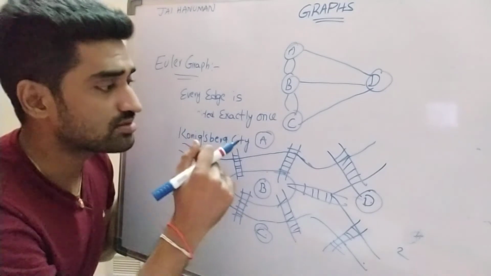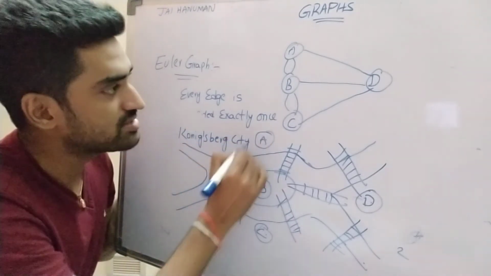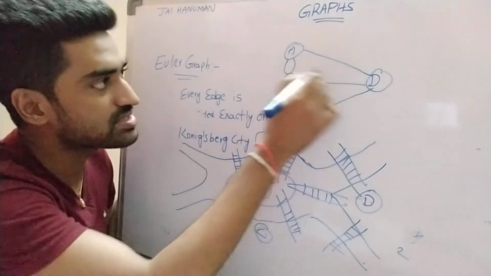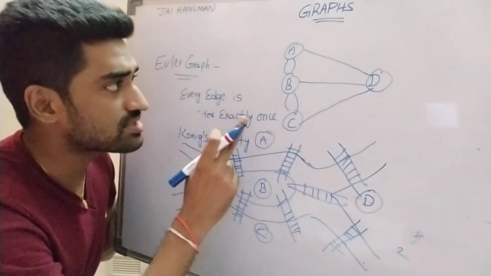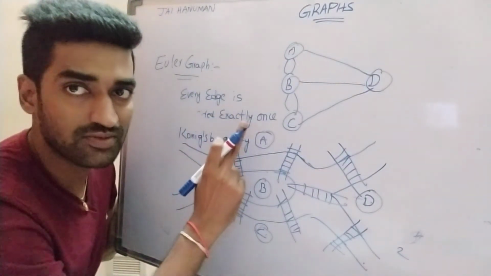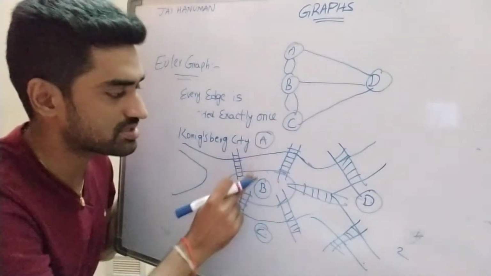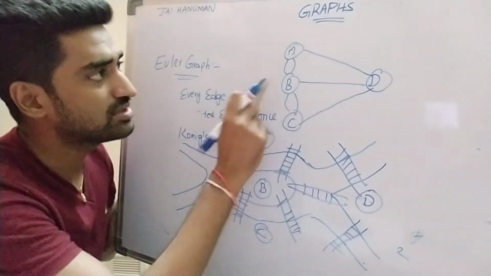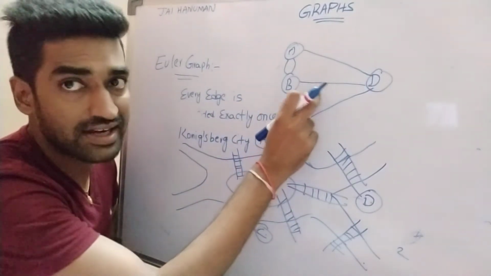Why? Because here bridges means I am representing edges. Edges are to be visited exactly once. So this is the graphical representation for this city, right? Here this is an undirected graph.